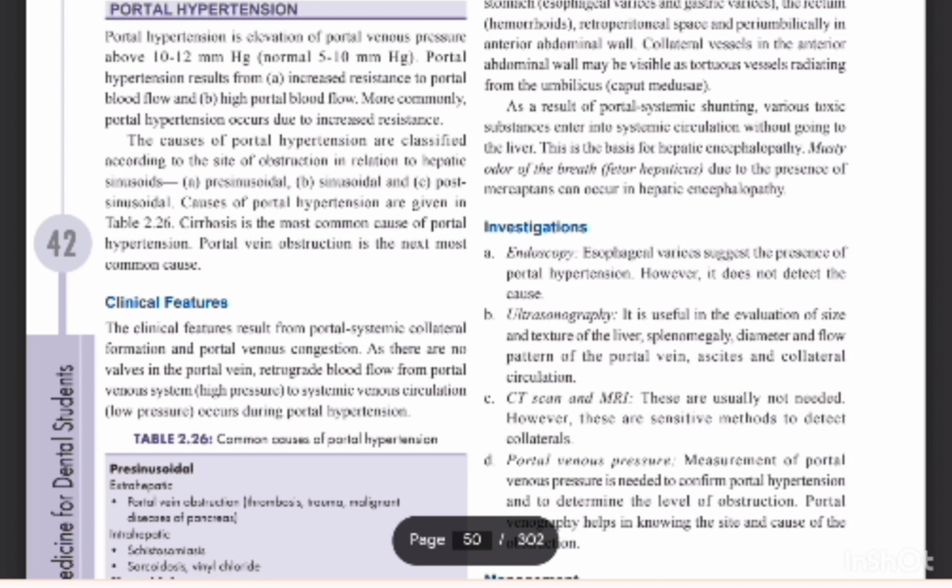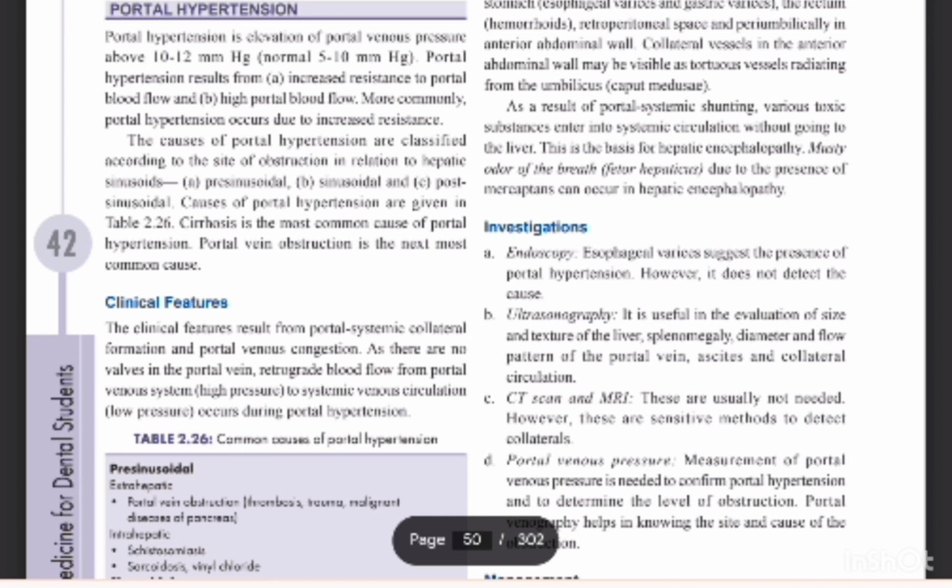Okay, today we are going to talk about portal hypertension. What is portal hypertension? It is elevation of portal venous pressure above 10 to 12 mmHg. Normal portal venous pressure is 5 to 10 mmHg, and portal hypertension is an elevation in that normal pressure. So if it is 10 to 12 mmHg, above the normal 5 to 10 mmHg, it is considered portal hypertension.